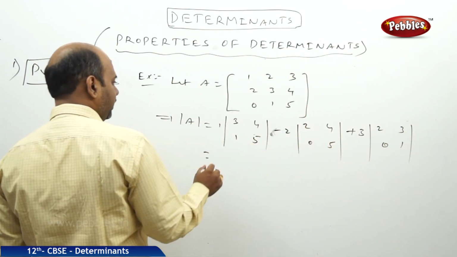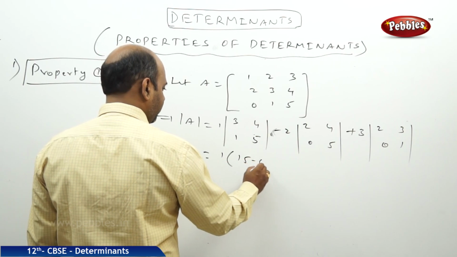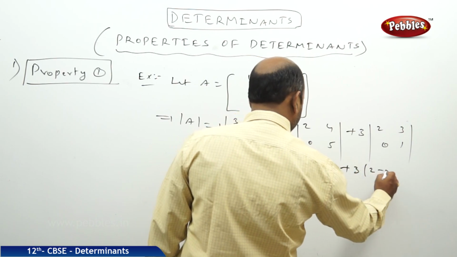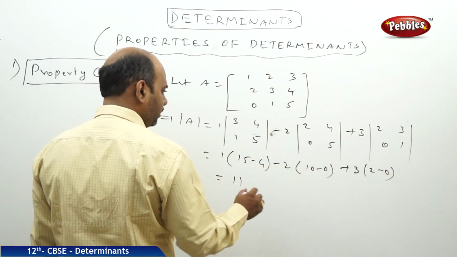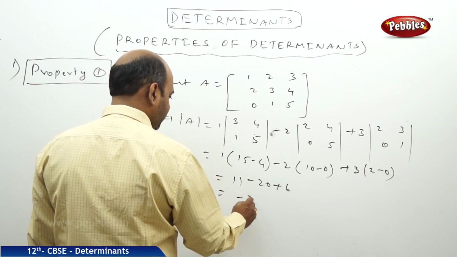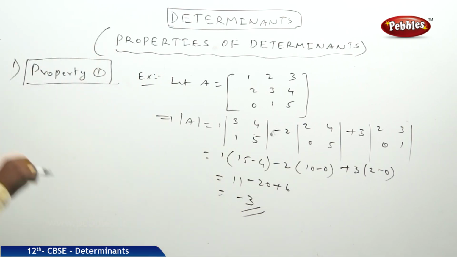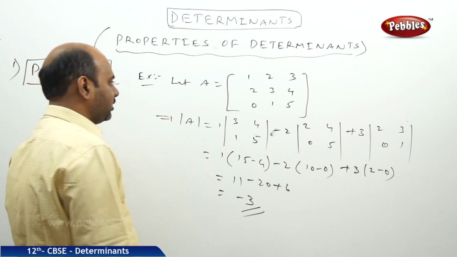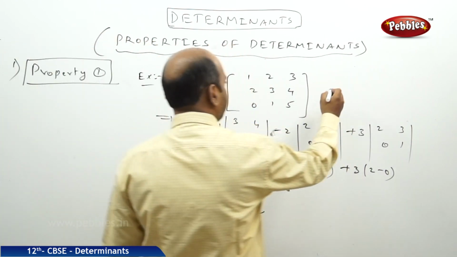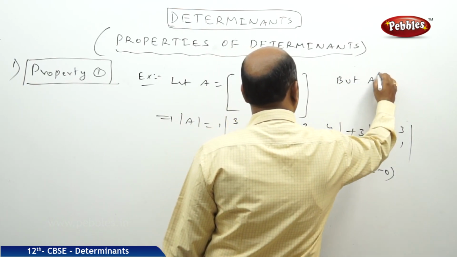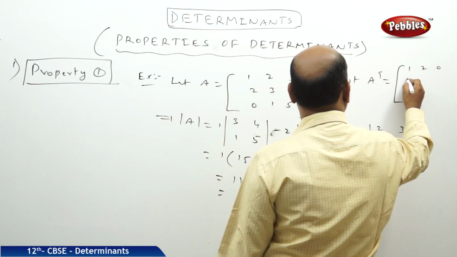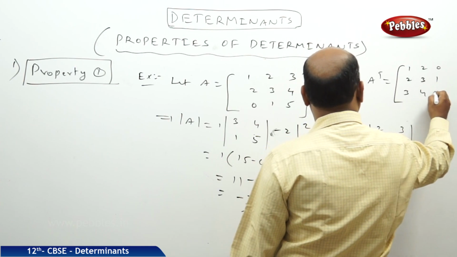If you observe carefully, 1 into 15 minus 4, minus 2 into 10 minus 0, plus 3 into 2 minus 0. So 15 minus 4 is 11, 11 minus 20 plus 6, 11 plus 6 is 17, 17 minus 20 is minus 3. So we obtained that det A is equal to minus 3. Now I will find A transpose. Rows should be changed to columns: 1 2 0, 2 3 1 and 3 4 5.